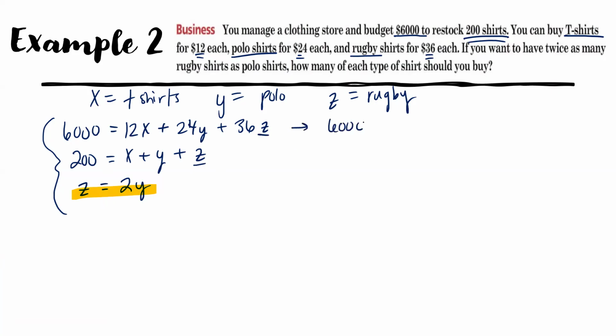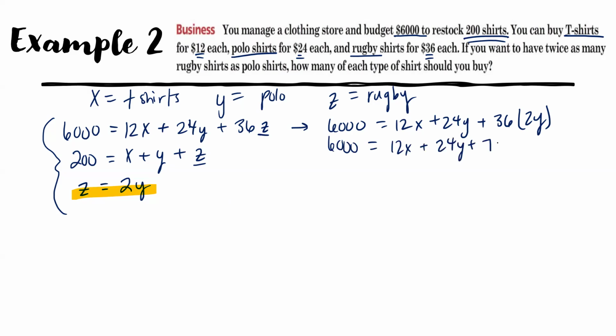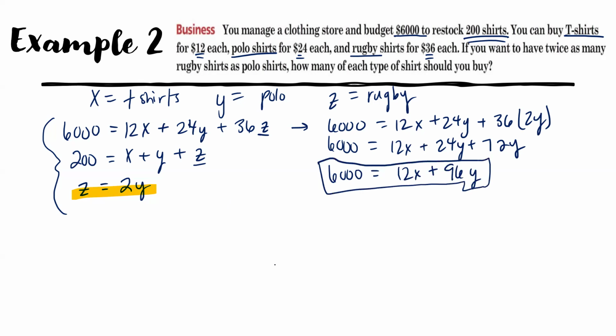So we have 6,000 equals 12x plus 24y plus 36 times 2y. So that gives me 6,000 equals 12x plus 24y plus 72y. Keep going. And we have 12x plus, what's 24 plus 72? 96y. Okay, so I have 2 variables. Now I just need one more.